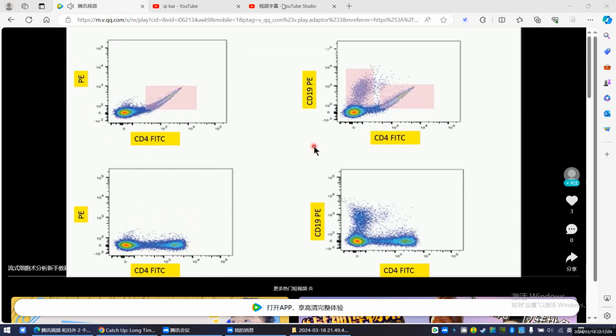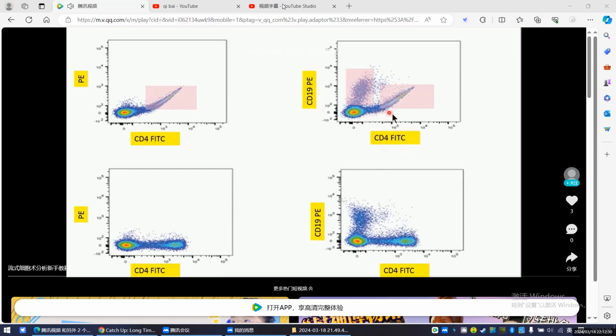Now we understand with the help of two colors at a time. On the x-axis we have used the anti-CD4 antibody, which is labeled with FITC, and on the y-axis we have used the anti-CD19 PE antibody. So what is happening? These are PE positive cells. These are negative for both colors.